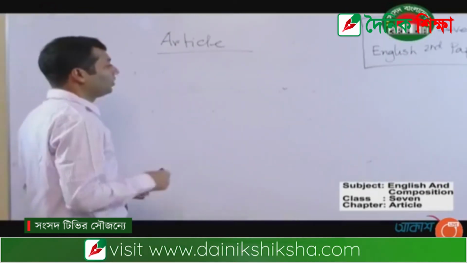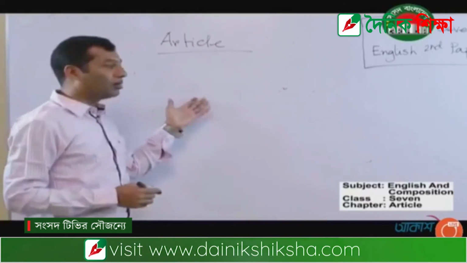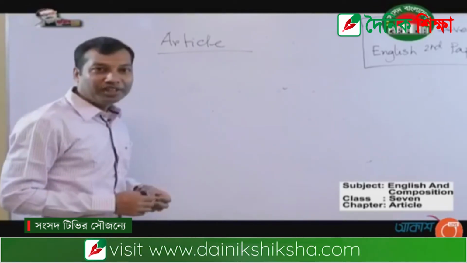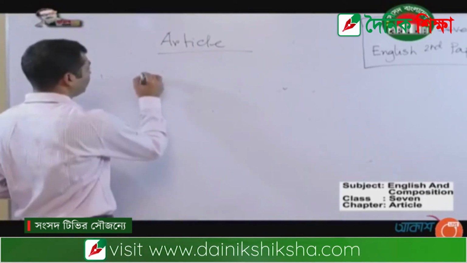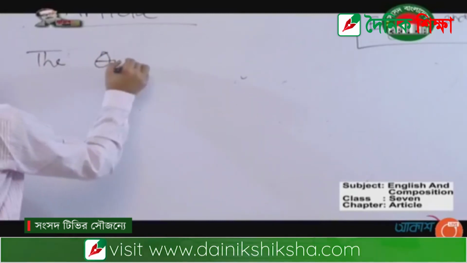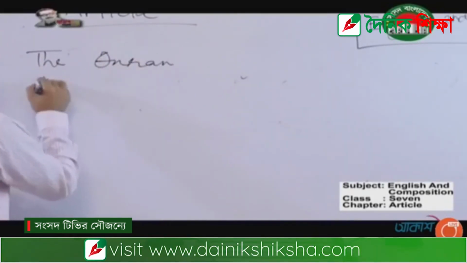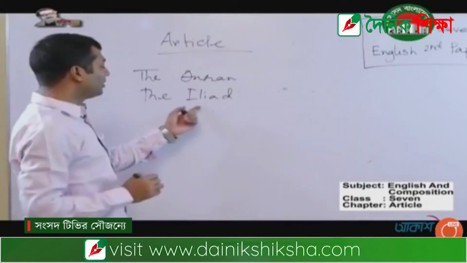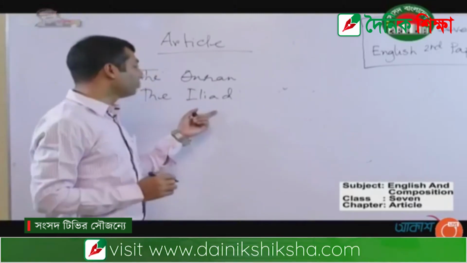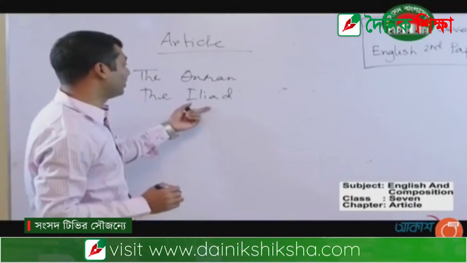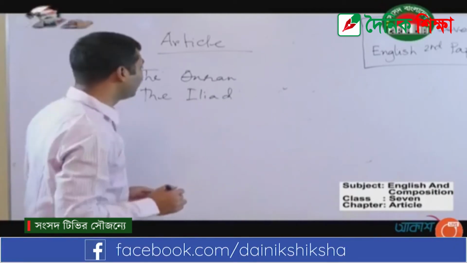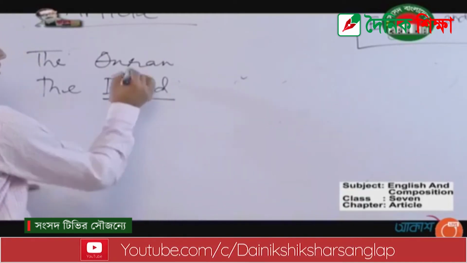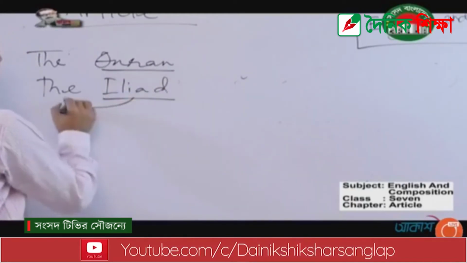You know that if you see a famous book or a holy book, you need to use the article "the" before it. For example, the Quran, the Iliad. The Iliad is a famous book written by a famous Greek writer, Homer. So if you use the name of a famous book, you need to use the article before it.